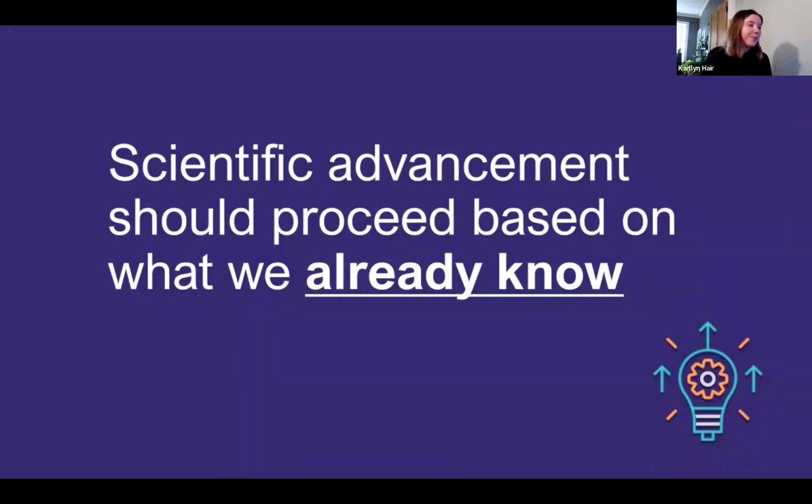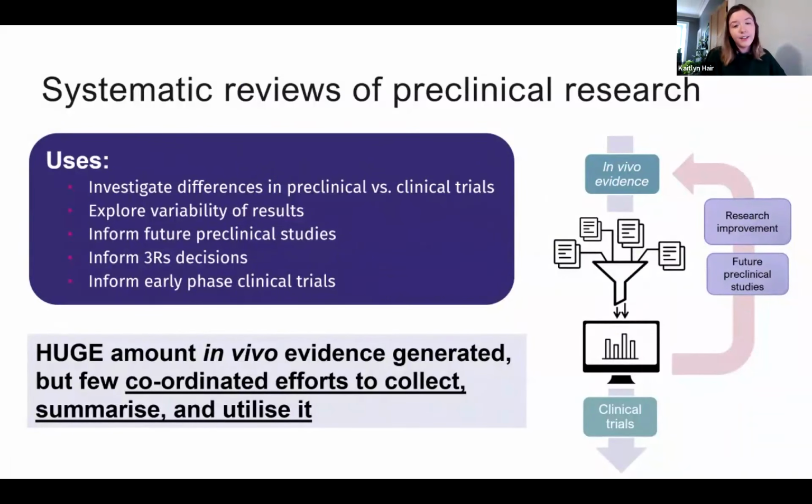So I wanted to start with this broad statement that I'm hoping everyone that's joined the call will agree with to some extent: that scientific advancement should proceed based on what we already know. And this is true whether you're working in clinical research, animal research or cell-based research. We want to make sure that the next experiment is planned with a consideration of existing knowledge. The difficulty is that figuring out what we already know is not that simple, and that's why we need tools like systematic reviews and meta-analyses.